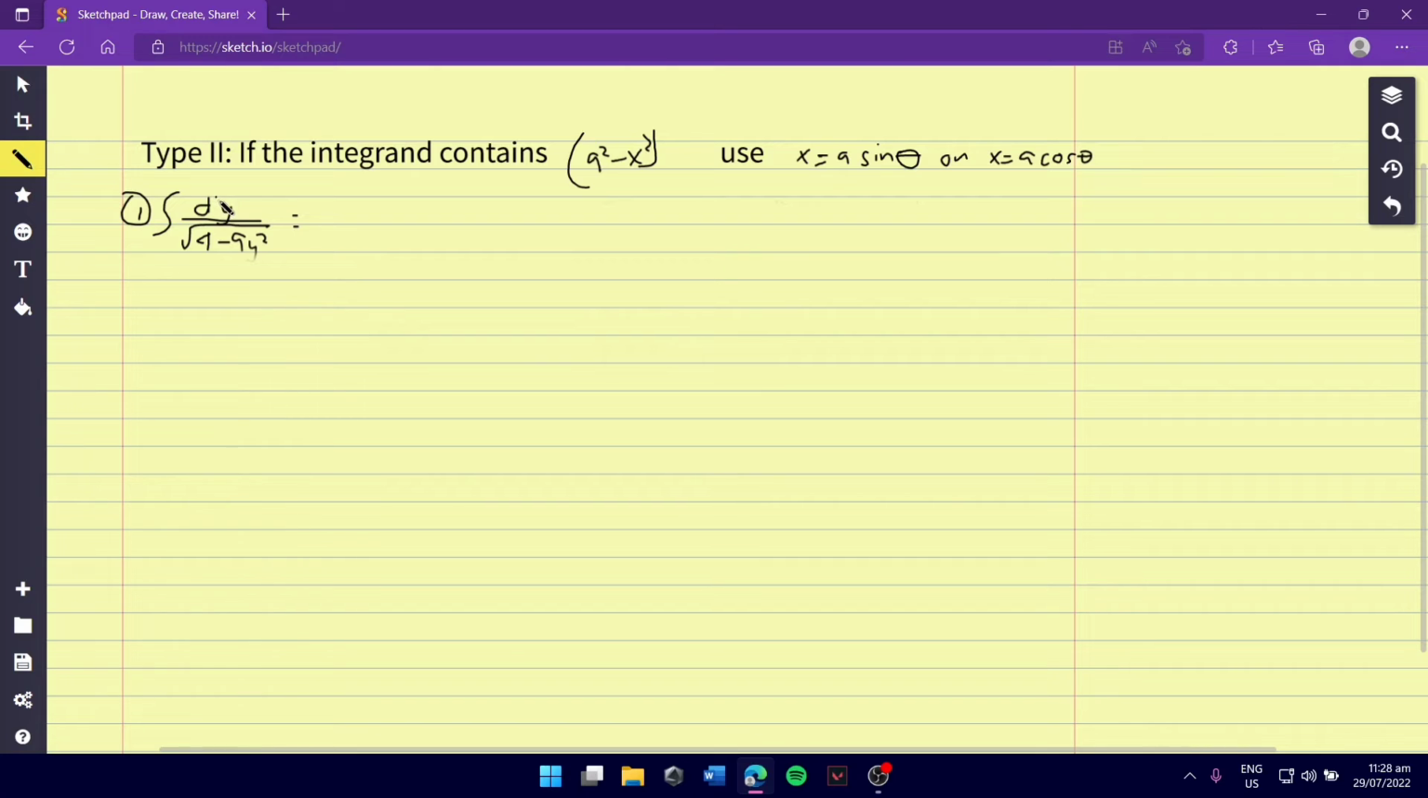So this is your type 2. In type 2, if the integrand contains a squared minus x squared, we will use x equals a sine of theta, or x equals a cosine of theta. So in this, we have here our a squared and then our x squared. So in this equation, we have y squared, right? So first, we will let, this is your x, diba? So the square root of 9y squared is 3y.